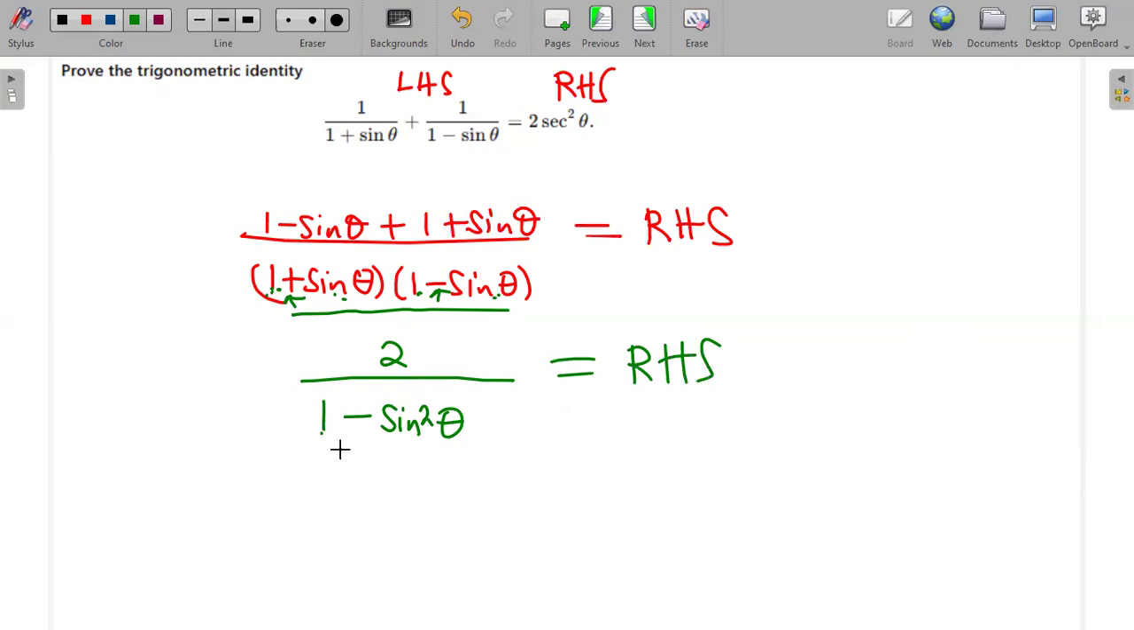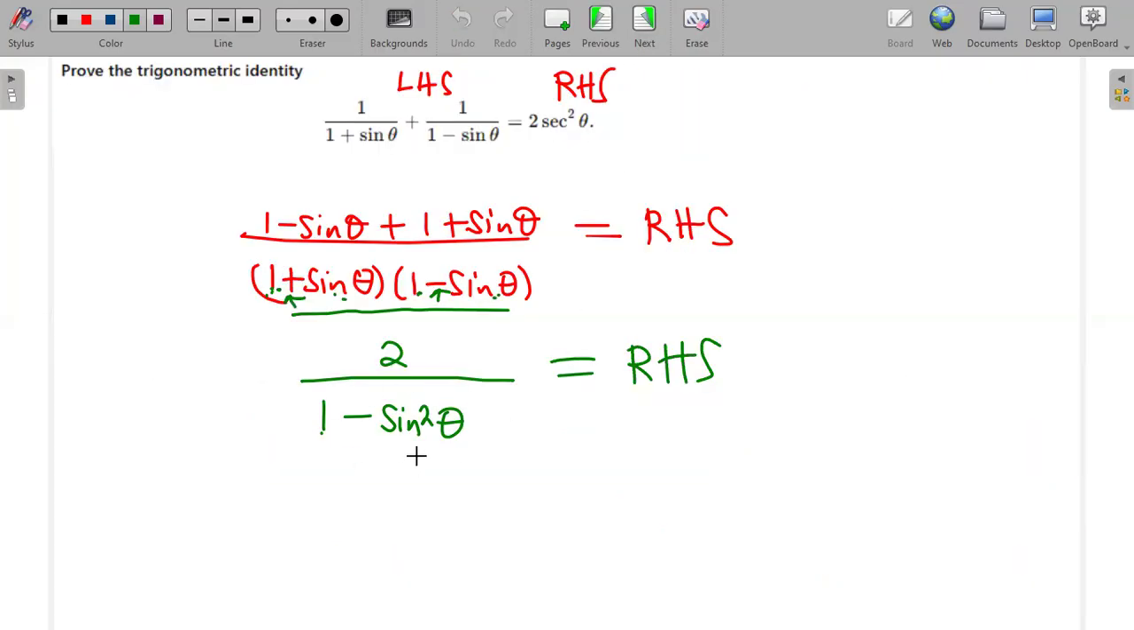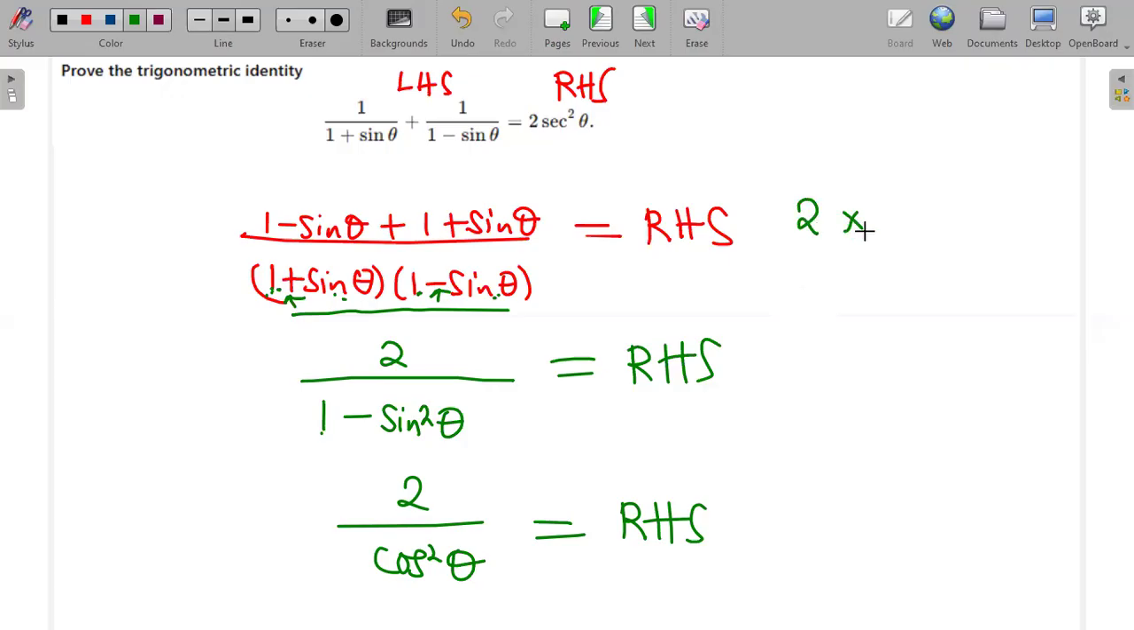Okay, so now what is 1 minus sine squared theta? Remember the identity that we have here. 1 minus sine squared theta here is what? Cos squared theta. So I'm just going to replace whatever is there with cos squared theta, and this is equal to the right-hand side. And then from here, let me say 2 multiplied by 1 over cos squared theta, and this should be equal to the right-hand side.